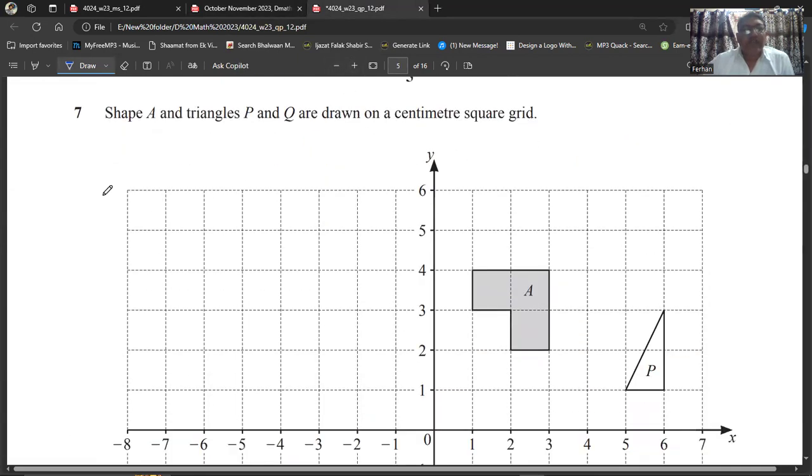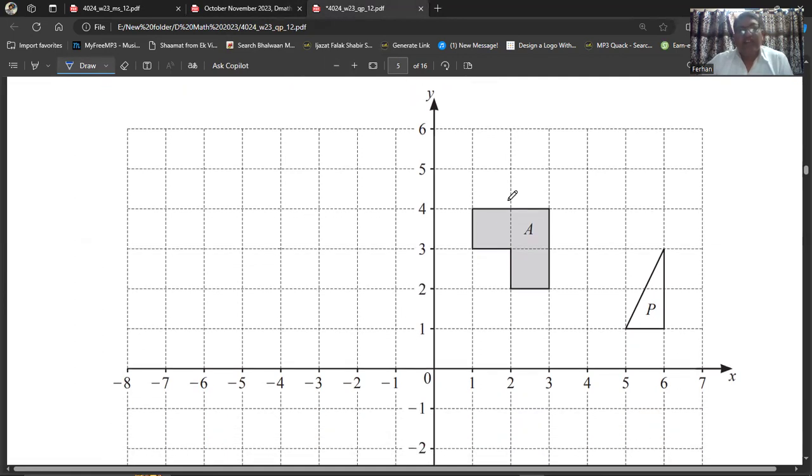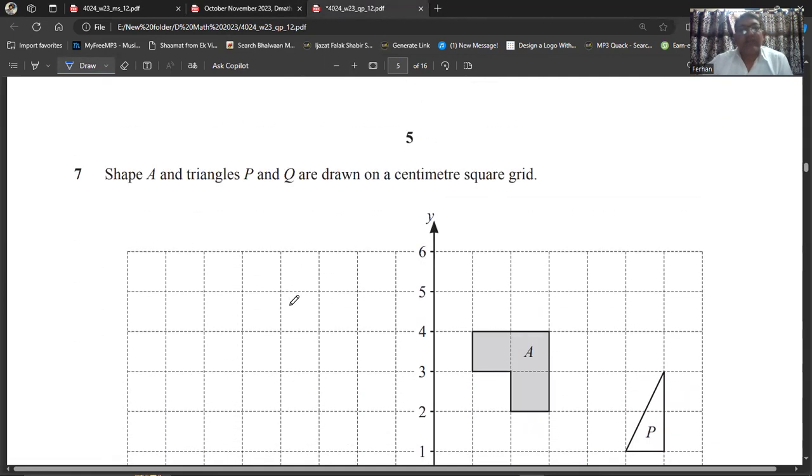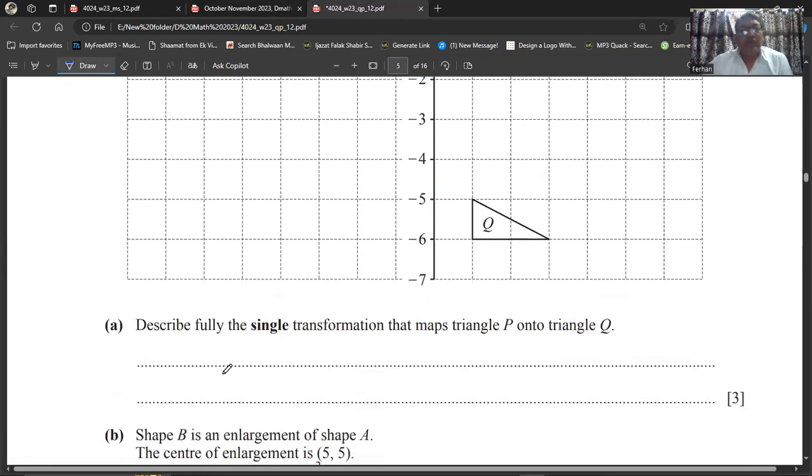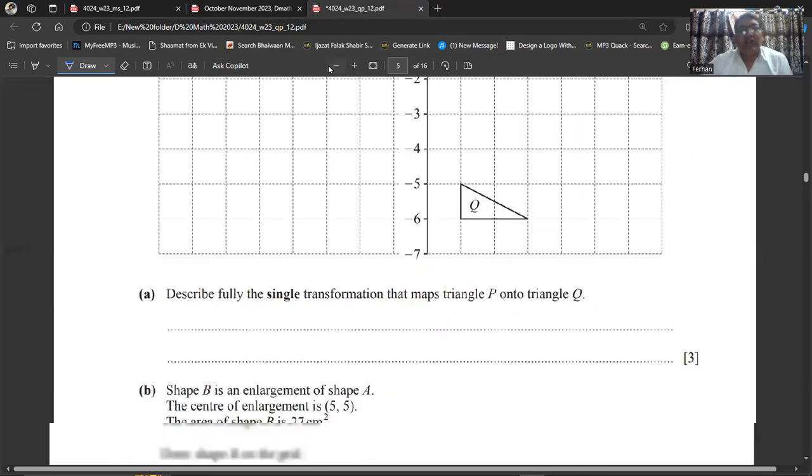So we are going to the next question. This is question number 7. He says shape A and triangles P and Q are drawn on a centimeter square grid. Here we have a shape A, here we have shape P, and here we have shape Q. He says describe fully the single transformation that maps the triangle P onto the triangle Q.